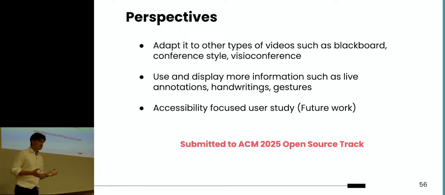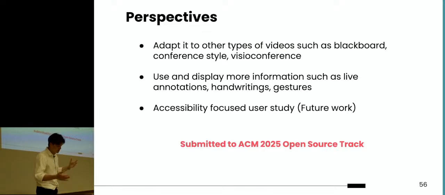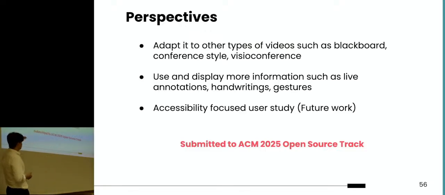So also we want to display more information. We want to be able to display live annotations, like when the presenter starts writing on the slides or on the Blackboard, and maybe also make use of the gestures, because for example, if the presenter is making big movements, maybe it means something's happening. And in future work, we will focus on the accessibility. So we submitted this interface to the ACMMM open source track of 2025.